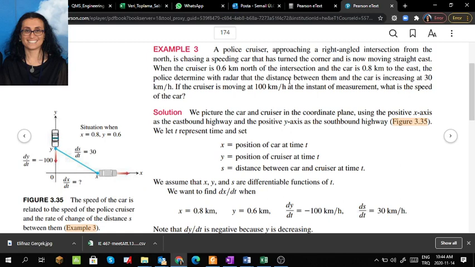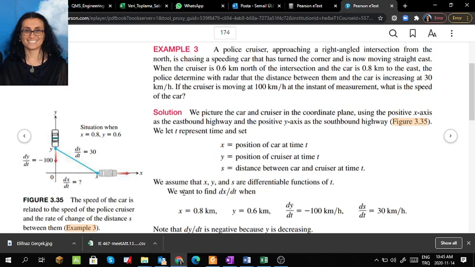Then the coordinate axes and the directions that they travel. For example, this arrow shows that the police car is traveling towards south, and this arrow shows that the speeding car is traveling towards east. And we need to name some x and y for the distances. At this moment, the police cruiser is y kilometers away from the origin, and the speeding car is x kilometers away from the origin.